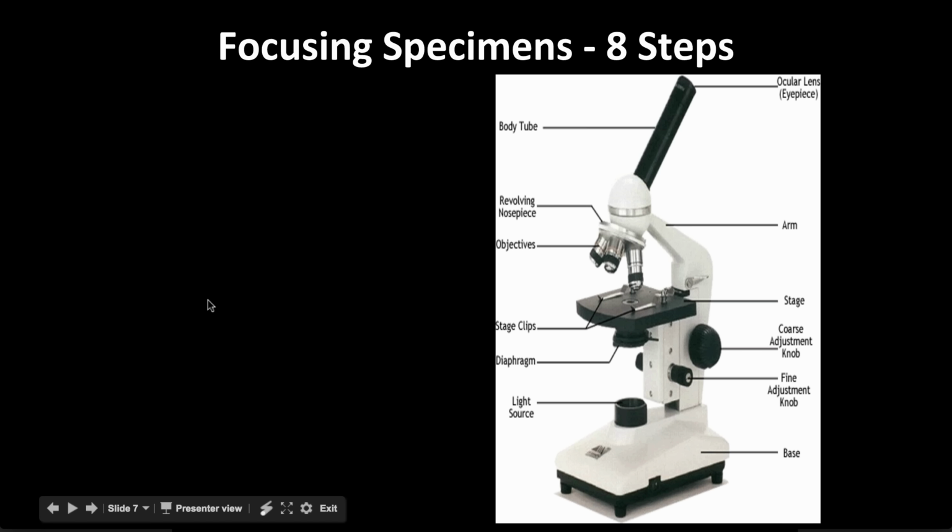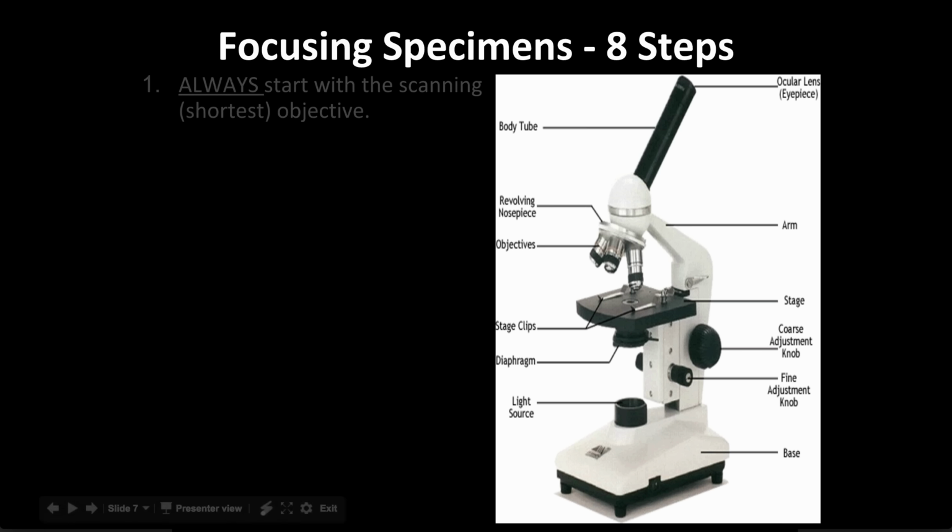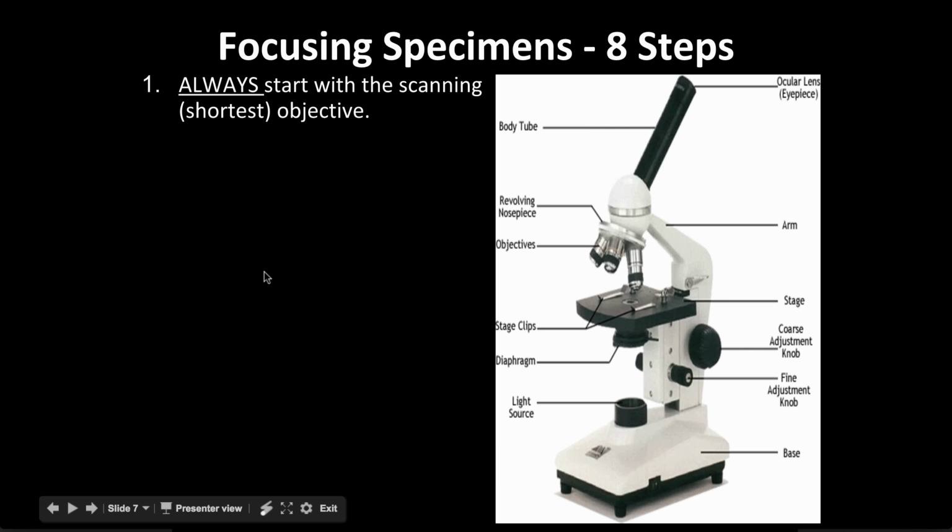So, focusing a specimen. These are 8 steps on how to be successful using our microscopes in class. So, step 1, always start with the scanning or the shortest objective. The scanning objective is going to be the smallest of these. So, we're talking about our objectives here. It looks like this one that it's actually pointing to is a scanning objective. That is going to be the smallest of them. We start with that one pointing straight down, and then we start to get the image in from there.